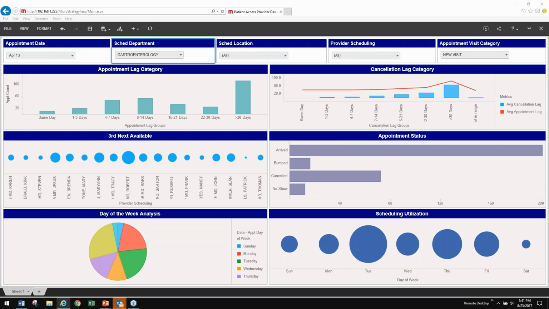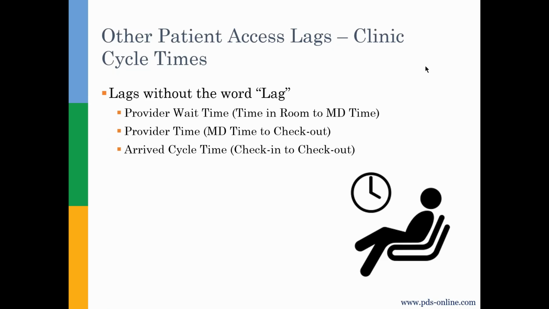So Kelly, we've talked a lot about getting our patients in the door, and I know you've been working quite a bit with clients and something that's really fairly new in measuring these clinic times. So what are you looking at there?